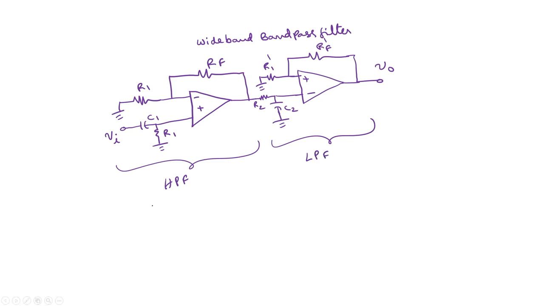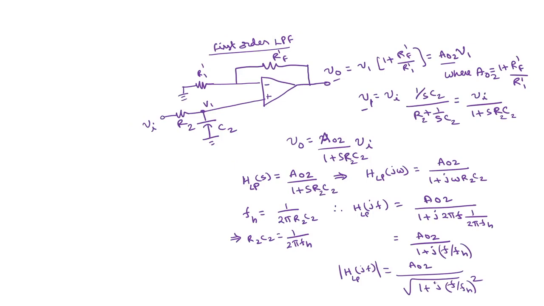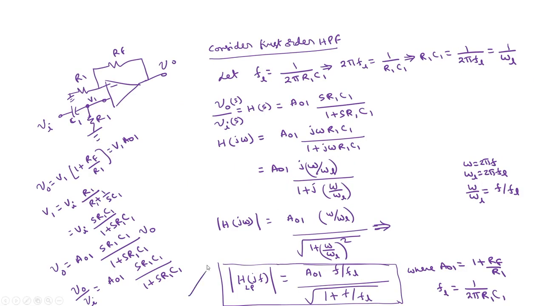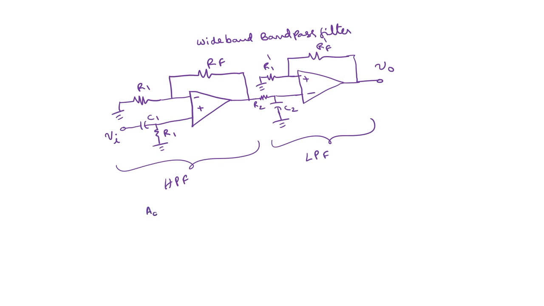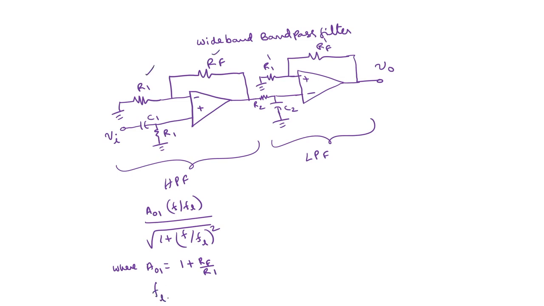So what is the transfer function of this one, which we have derived? For the high pass filter, it is A01 F by FL divided by square root of 1 plus F by FL whole square, where A01 is 1 plus RF by R1, and FL is 1 by 2 pi R1 C1.